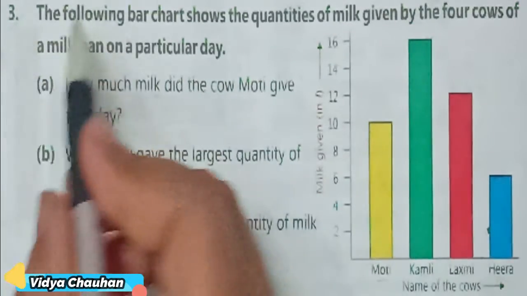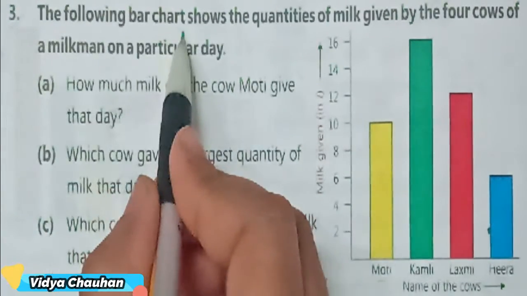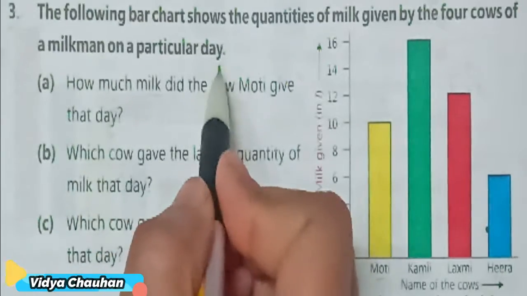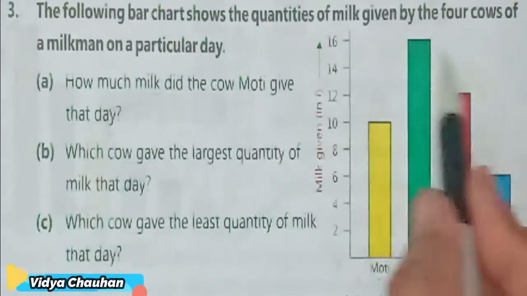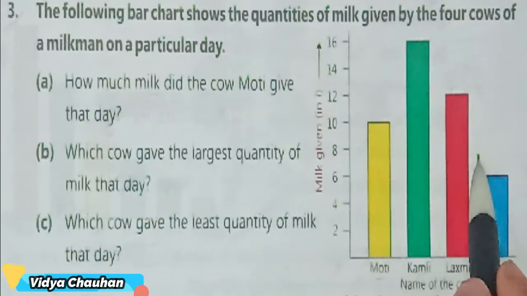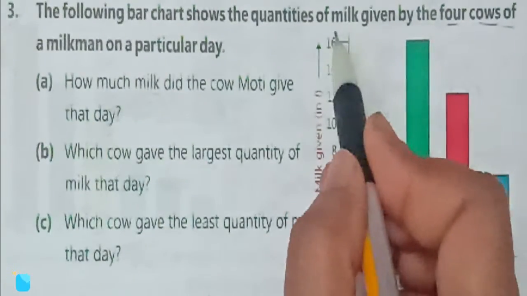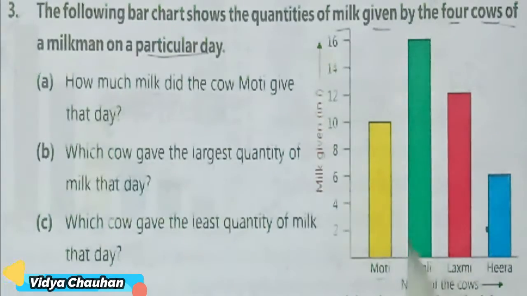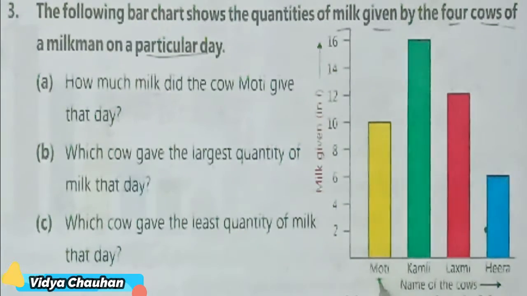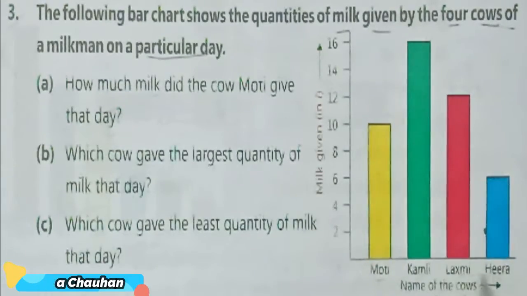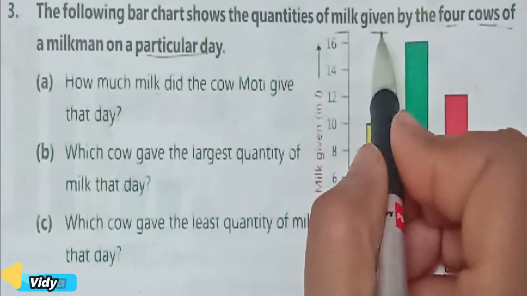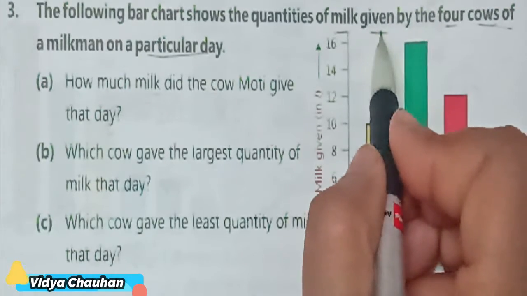Now students, after the first question, let us discuss one more question, and this is question number 3 from your book exercise. The question says, the following bar chart shows the quantities of milk given by the 4 cows of a milkman on a particular day. So what is this bar graph showing us? It is giving us the information of the 4 cows and the milk given by them on a particular day. What are those 4 cows? The names of the cows are Moti, Kamli, Lakshmi and Hira.